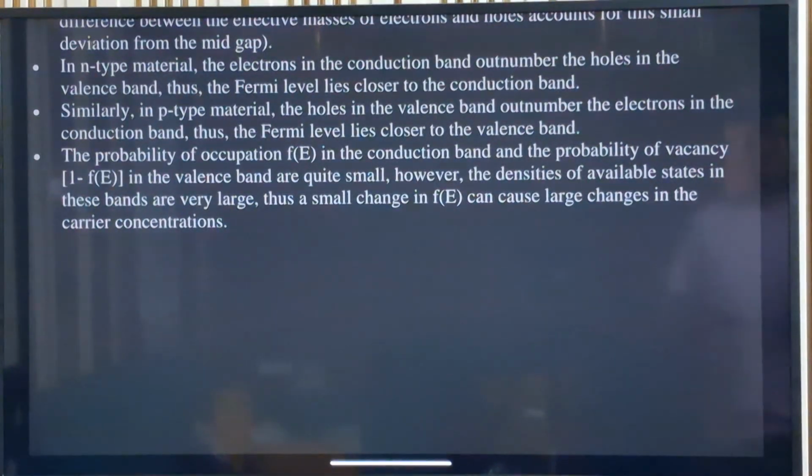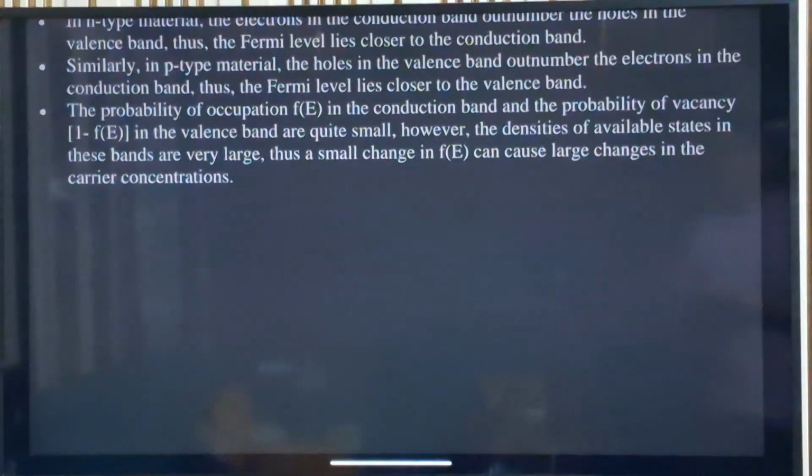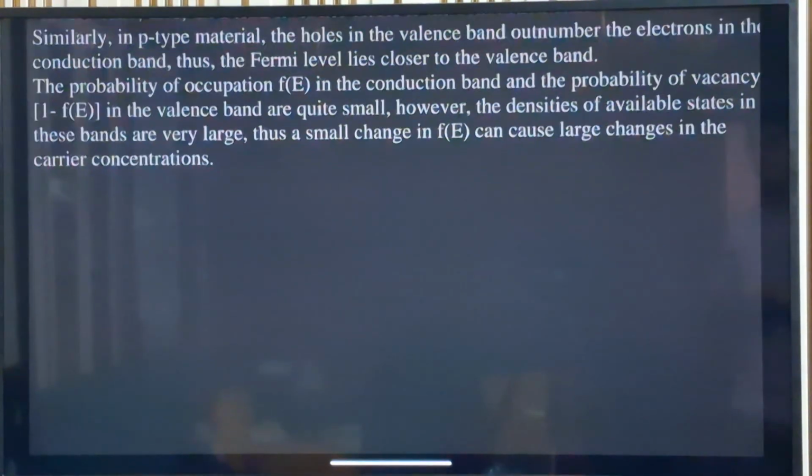The probability of occupation Fe in the conduction band and the probability of vacancy 1 minus Fe in the valence band are quite small. However, the densities of available states in these bands are very large. Thus, a small change in Fe can cause a large change in carrier concentrations. So let's summarize what we have learned about Fermi level so far.